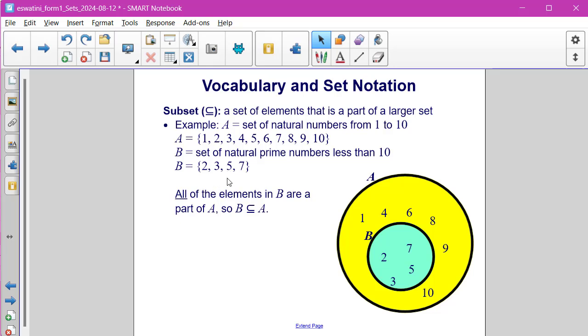All of the elements in B are a part of A. So B is a subset of A. And here's how it would look in a Venn diagram.